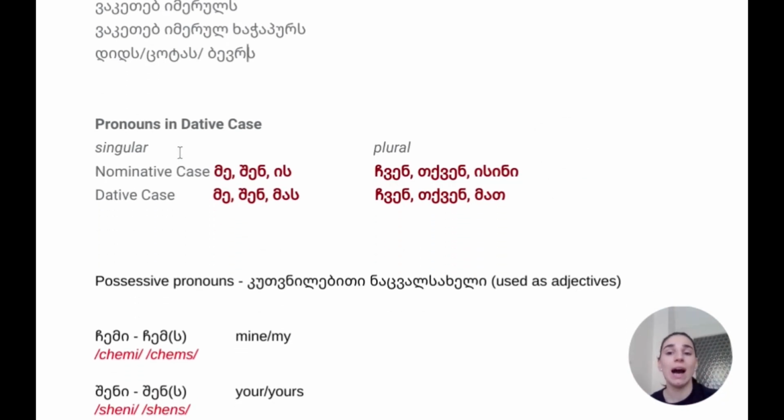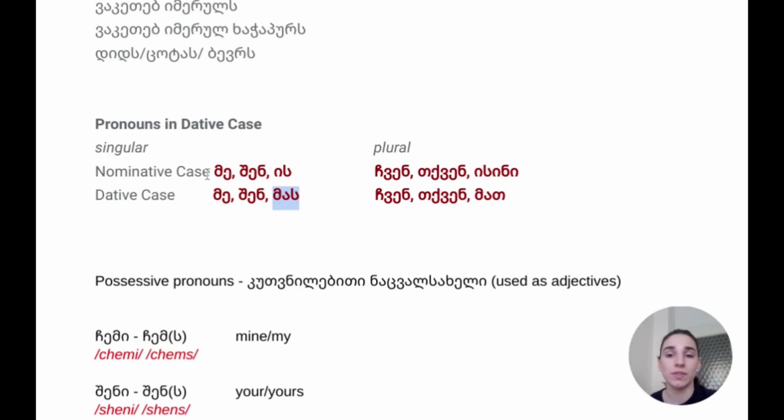Next one. How to create a dative case for pronouns. That's very important, and you have noticed that when we say mas აქვს, mas ჰყავს, mas უნდა, mas ჰქვია, we don't say is, right? Because is has to be in dative case, and in dative case it becomes mas. It's a different thing why we have to say mas აქვს, mas ჰყავს, but I have explained it already.